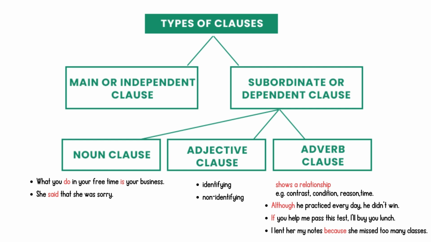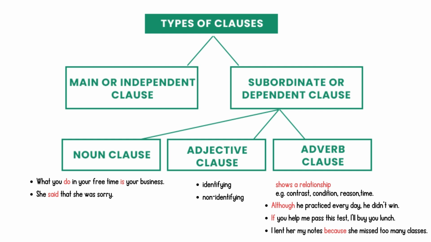So what you do in your free time is your business. You can see we have two verbs, right? For do, we have the subject, right? You do in your free time. Where is the subject of is? Is your business? Your business is the subject? No, right? So this whole sentence, what you do in your free time, is the subject of is.